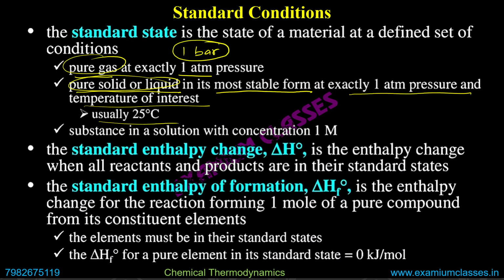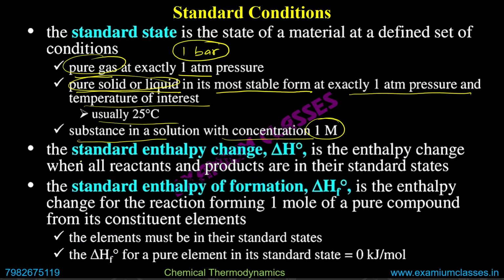it will be clearly written as STP. For a substance in a solution with concentration 1 M, if we have a substance with molarity 1, we will say standard molarity. So a 1 molar solution is standard. 1 atmospheric pressure is standard. If we are saying STP, the standard is 0 degrees Celsius. If we are saying normal temperature and pressure, it is 25 degrees Celsius, room temperature.